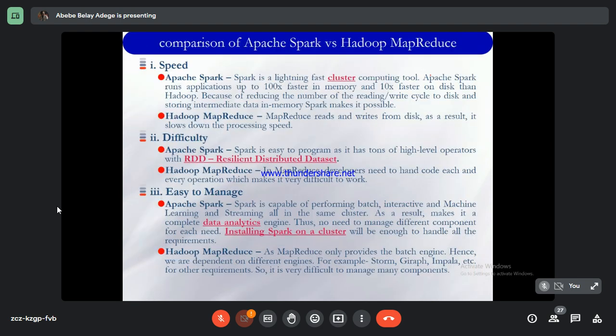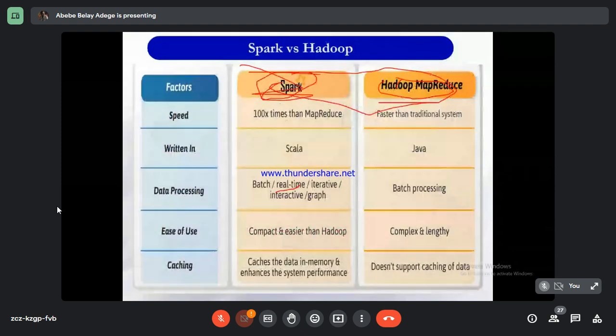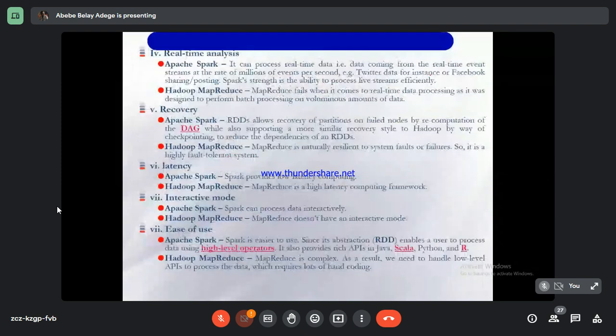And here is a comparison of Spark and Hadoop. I will already put it here in the table.